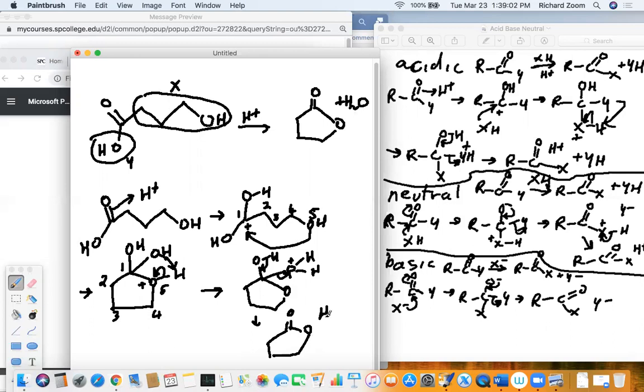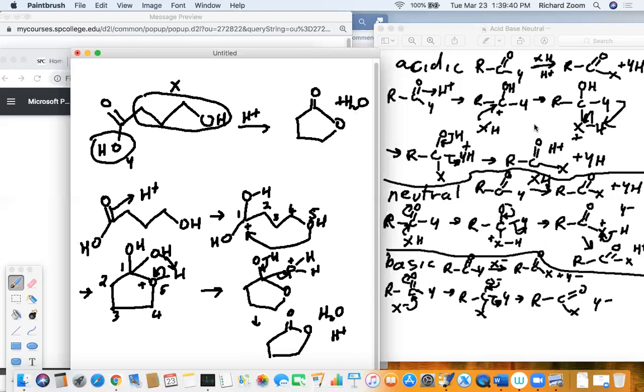Does anybody have any questions about the mechanism here? It's a little harder to see, but it does follow the acidic pattern that I have over here on the right-hand side. The only difference here is that the XH group that's attacking is actually attached to the same molecule as the C+, which is why we're getting a cyclic product. Does anybody have any questions?